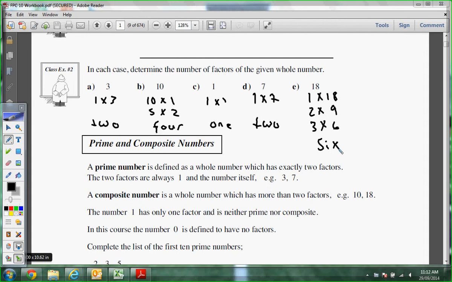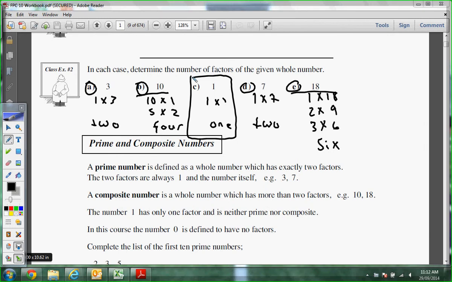Okay, so now it leads us into prime and composite numbers. A prime number is defined as a whole number which has exactly 2 factors, and they are always 1 and the number itself. Example, 3 and 7. A composite number is a whole number which has more than 2 factors. Example, 10, 18. The number 1 is neither prime nor composite, so it has only 1 factor. It's kind of unique. Okay, so these 2 are prime, these 2 are composite, and then this one is unique, the number 1, because it's just itself.